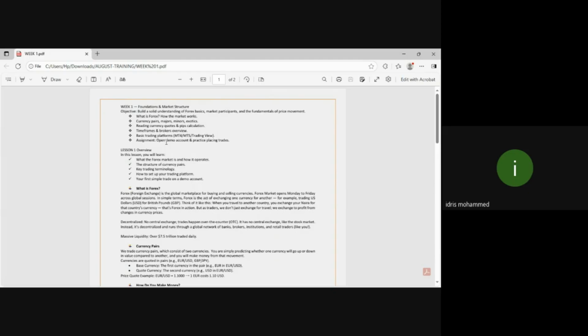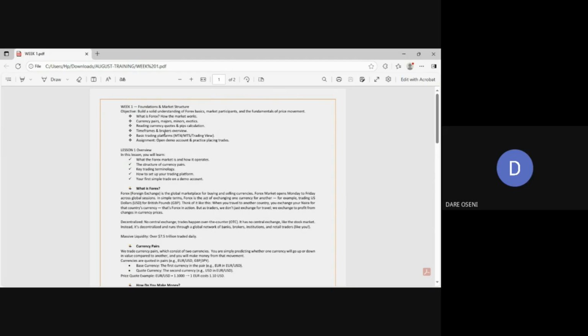Yes. So now, forex trading is decentralized. Decentralized in the sense that there is no central exchange. Trade happens over the counter, OTC. It has no central exchange like the stock market. It is run through a global network of banks, brokers, institutions, and retail traders like you and me. Unlike stock, which is centralized because a company will own its own stock.